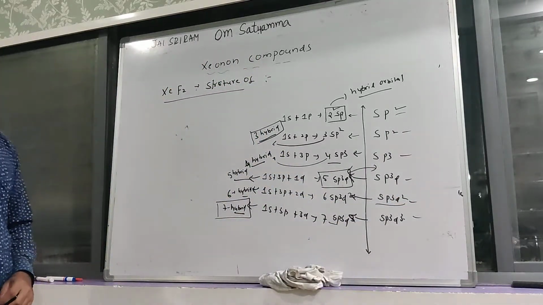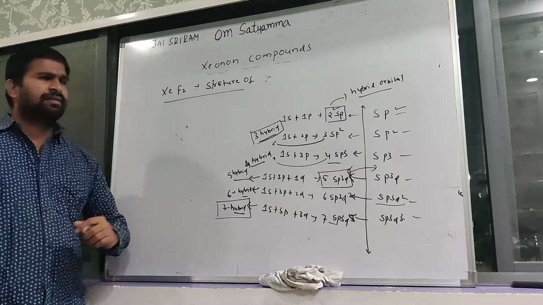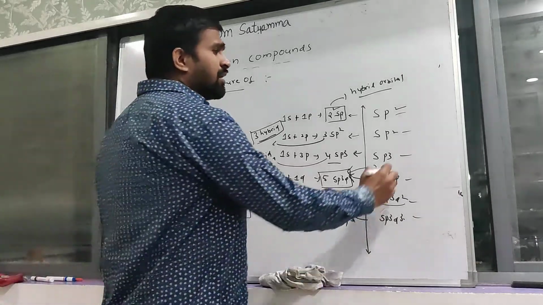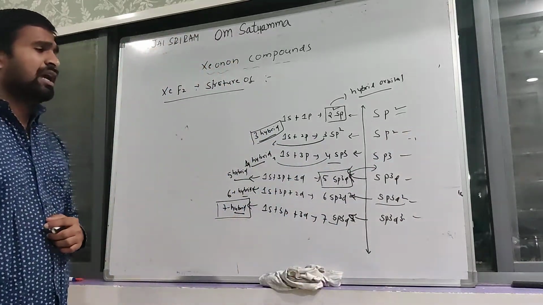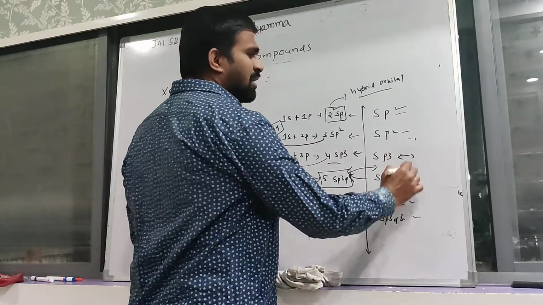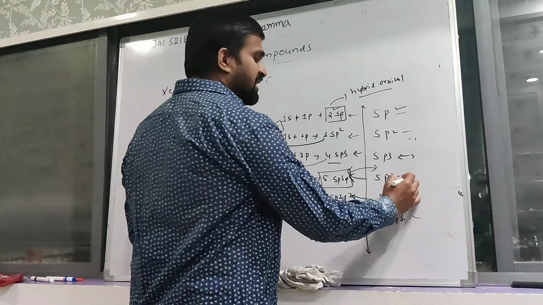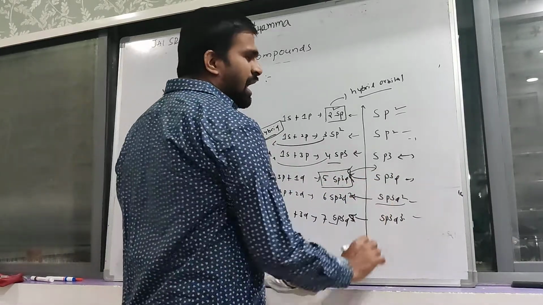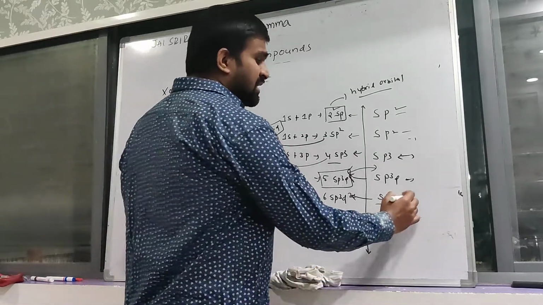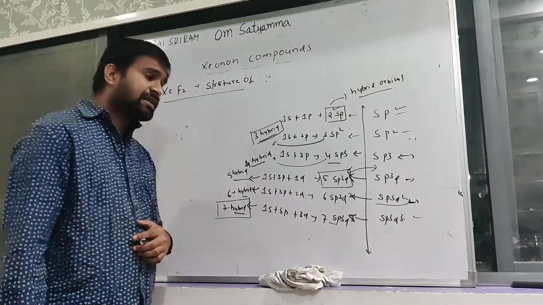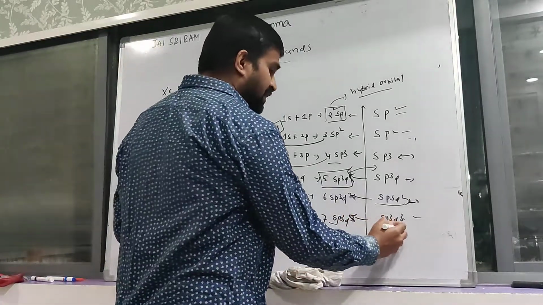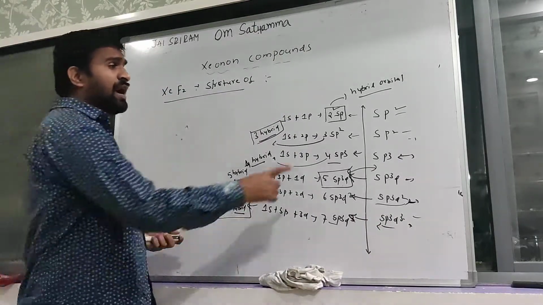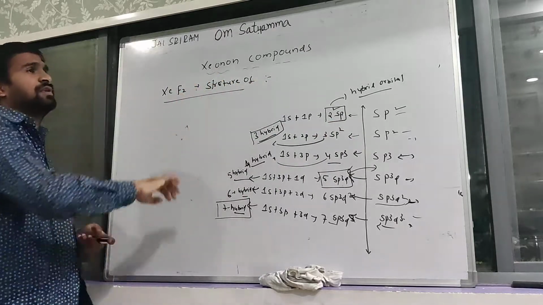If sp hybridization, the structure of the compound is linear. If sp2 hybridization, the structure is trigonal planar. If sp3 hybridization, the structure is tetrahedral. If sp3d hybridization, the structure is trigonal bipyramidal. If sp3d2 hybridization, the structure is octahedral. If sp3d3 hybridization, the structure is pentagonal bipyramidal. If you know the hybridization, then you can find out the structure of the compound.